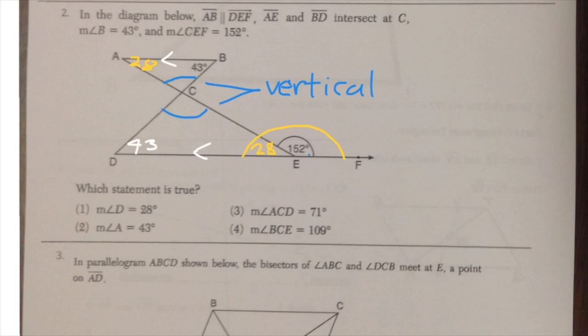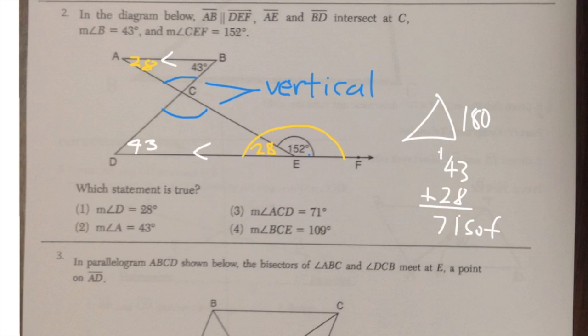So to find that missing angle, I have to remember that a triangle has 180 degrees in it. And if I've got 43 and 28, so far I have 71 degrees. So that means that I'm going to need another 109 degrees to complete the triangle. And those are vertical, so that has to be 109 as well.